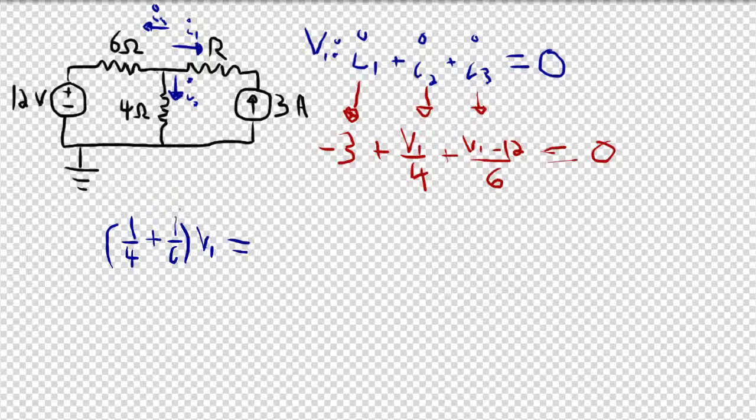And that is equal to 3, moving the 3 over. And then if we move the negative 12 over 6 over, we get plus 2. So a quarter plus a sixth of V1 is equal to 5. And if we solve that equation, what we should get is that, now, did I actually write it down anywhere? I didn't, so just give me 1 second. Sorry about this. 5, 4 over, 6 over, add those two together, and then it's 5 divided, should be equal to 12 volts.